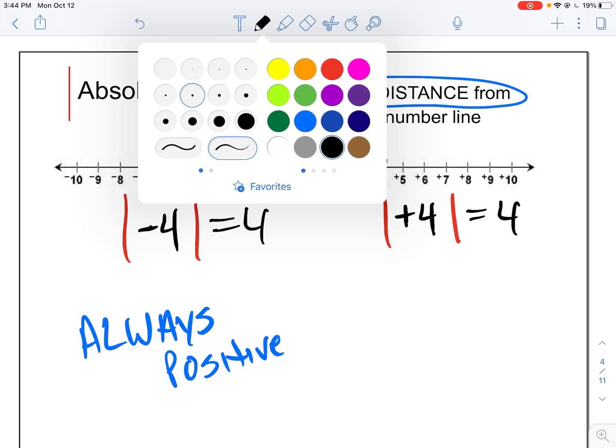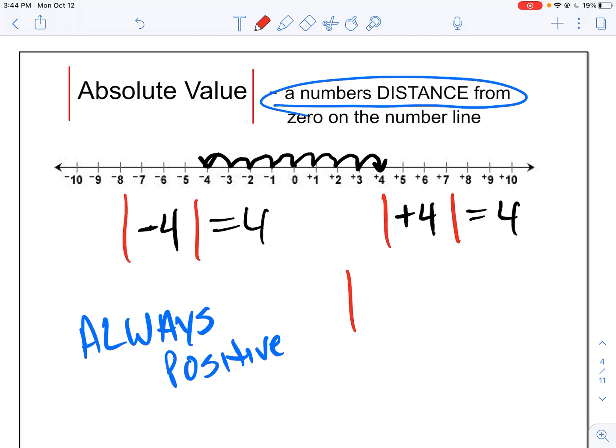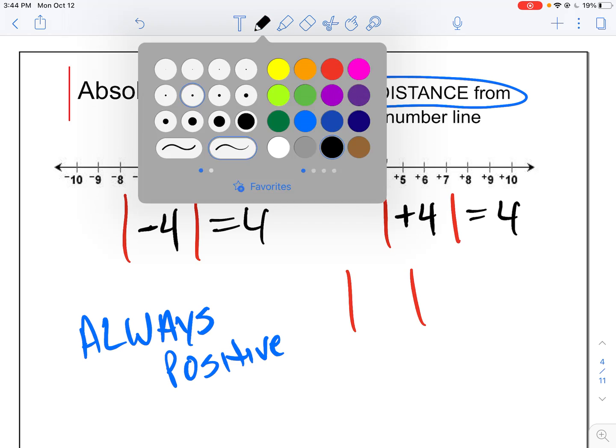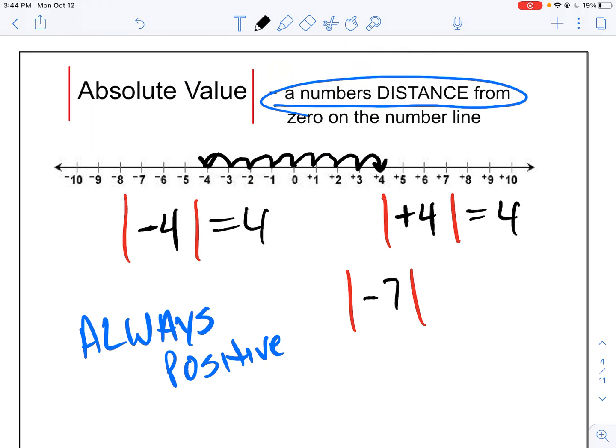So if I did something like, let's change to red, so if I did something like this, what's the absolute value of negative 7? Well, how far away from 0 is negative 7? It is 7 spaces. Notice that these negative signs are inside the grouping symbols, which makes that a negative 7 and a negative 4.